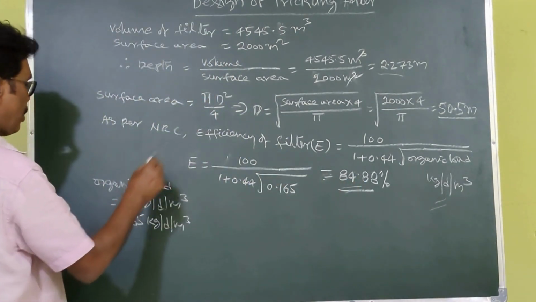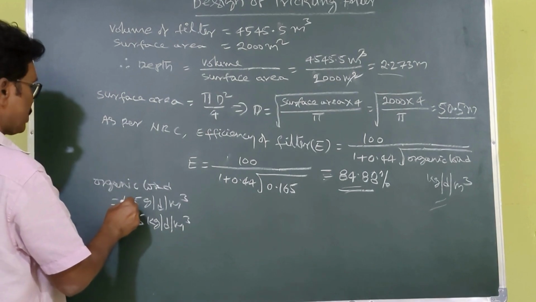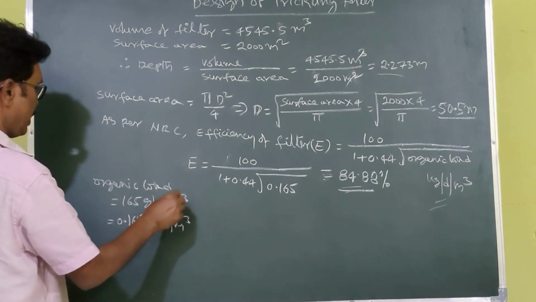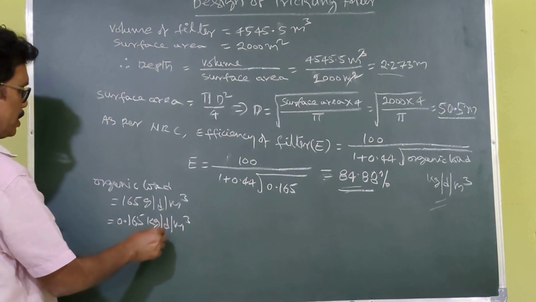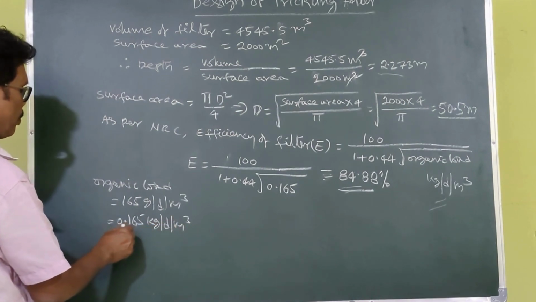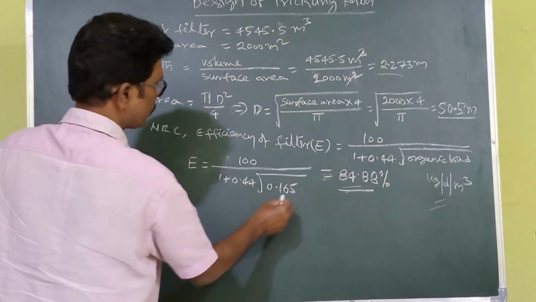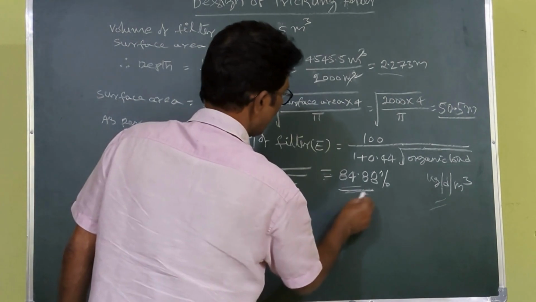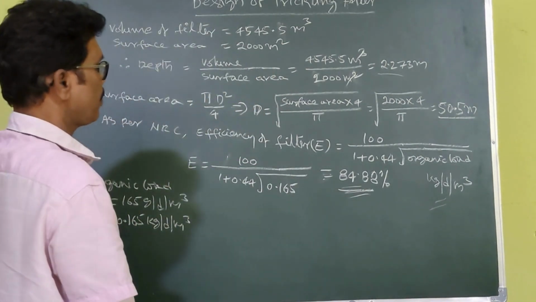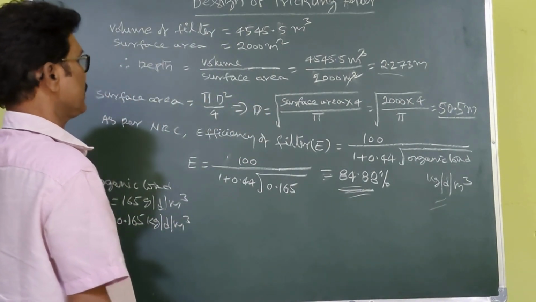The organic load given in the problem is 165 gram per day per meter cube, which is converted into kg per day per meter cube, that is 0.165. That is substituted here, and we got 84.88% as the filter efficiency.